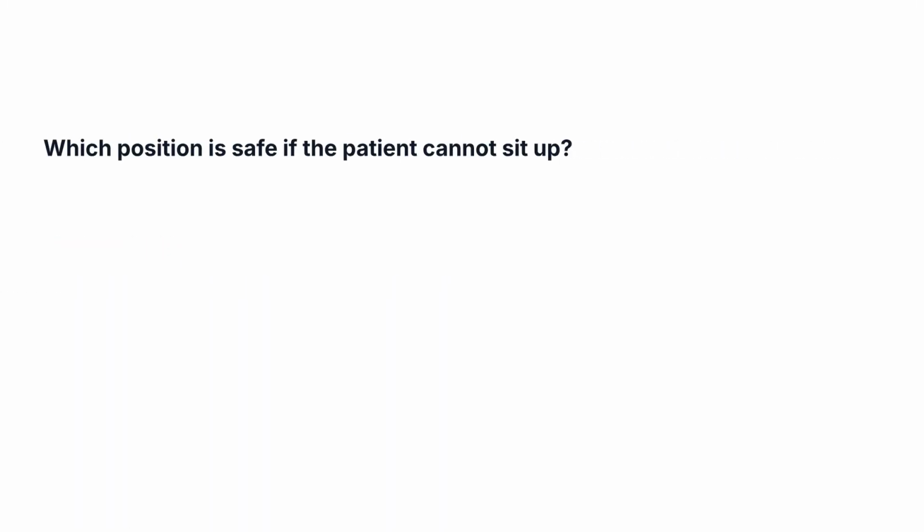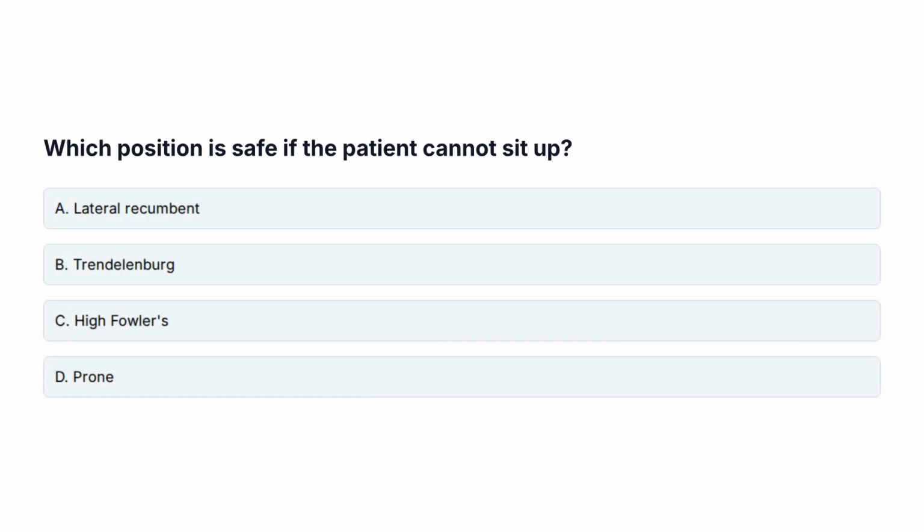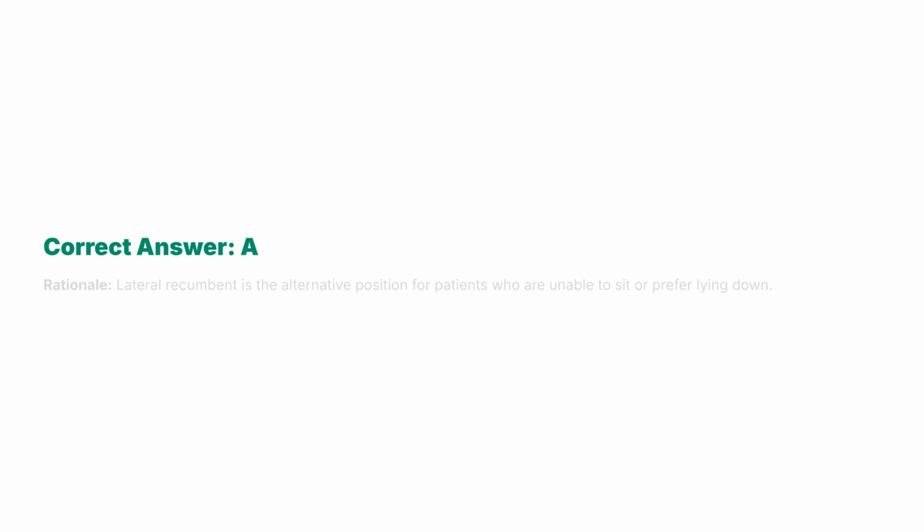If a patient cannot sit up for the procedure, which alternative position is considered safe? The correct answer is A. The lateral recumbent position is the safe alternative for patients unable to sit or who prefer lying down.